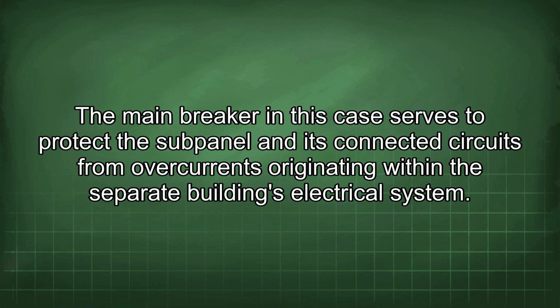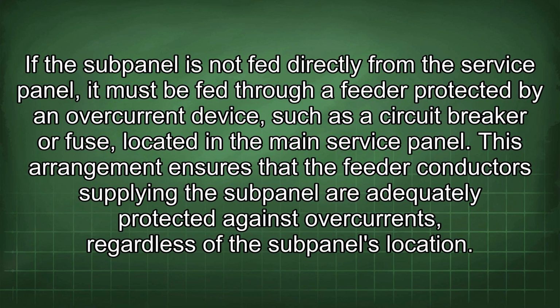If the subpanel is not fed directly from the service panel, it must be fed through a feeder protected by an overcurrent device such as a circuit breaker or fuse located in the main service panel. This arrangement ensures that the feeder conductors supplying the subpanel are adequately protected against overcurrents regardless of the subpanel's location.